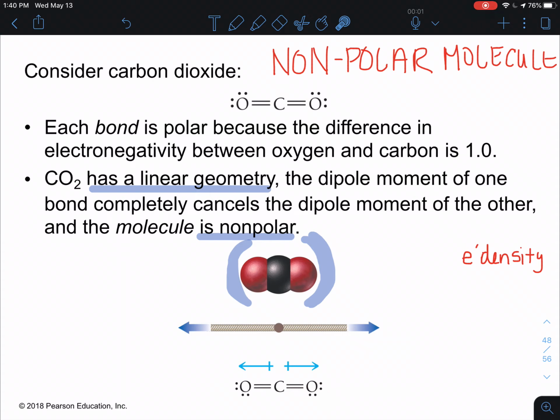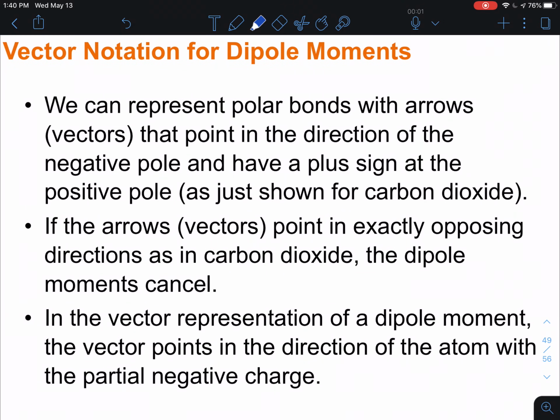So even though it's made up of polar bonds, it is collectively nonpolar because there is no net dipole within the molecule. And that all has to do with the fact that CO2 is linear. Okay? So again, this is just going back to the vector notation. We can represent polar bonds with arrows, these are called vectors, that point in the direction of the negative pole and have a plus sign at the positive pole, just as I showed you for carbon dioxide.